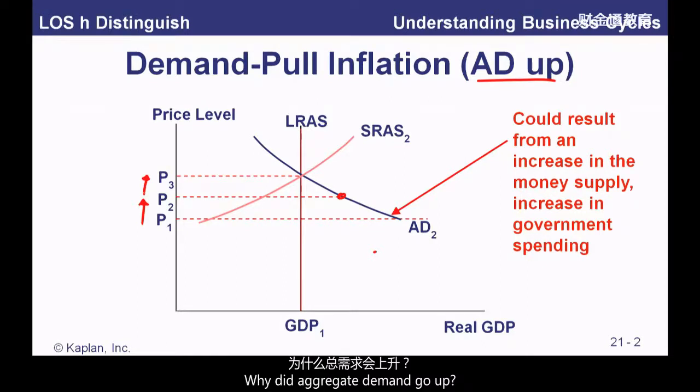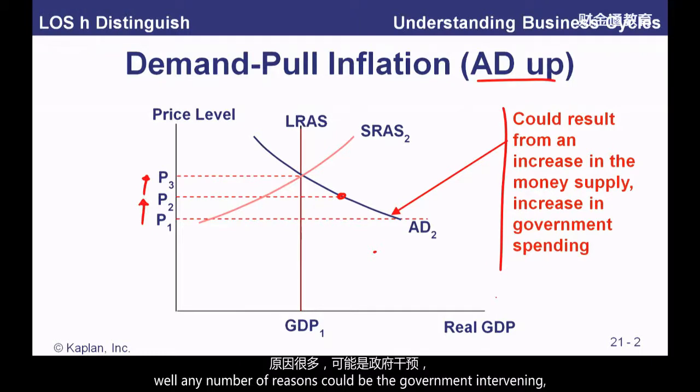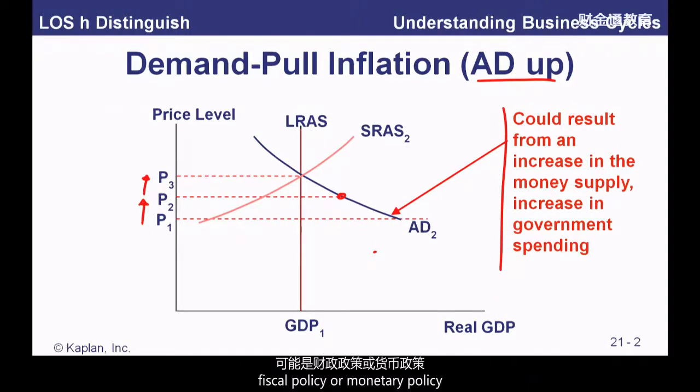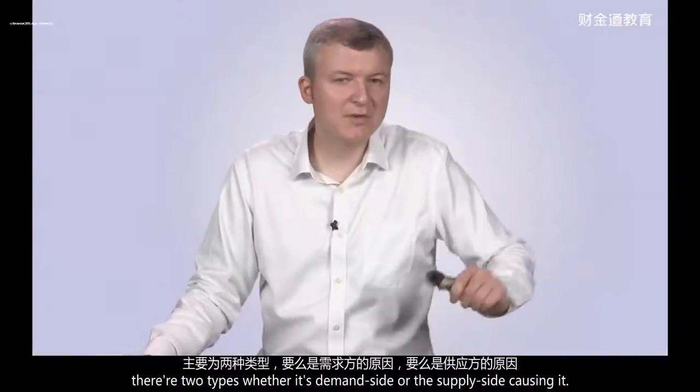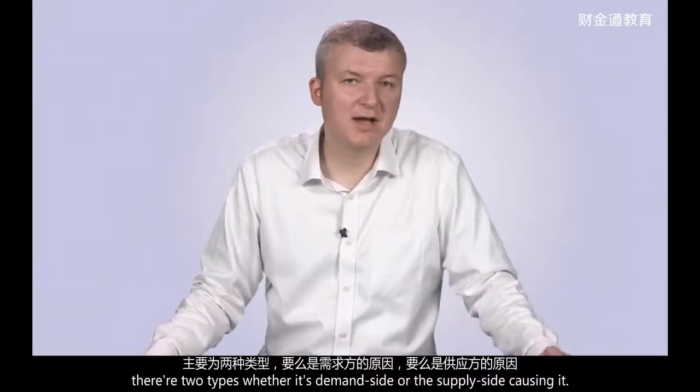Why did aggregate demand go up? Well, any number of reasons. Could be if the government's intervening, fiscal policy or monetary policy. The government caused it, or could be business expectations, who knows. So there are two types, whether it's the demand side or the supply side causing it.